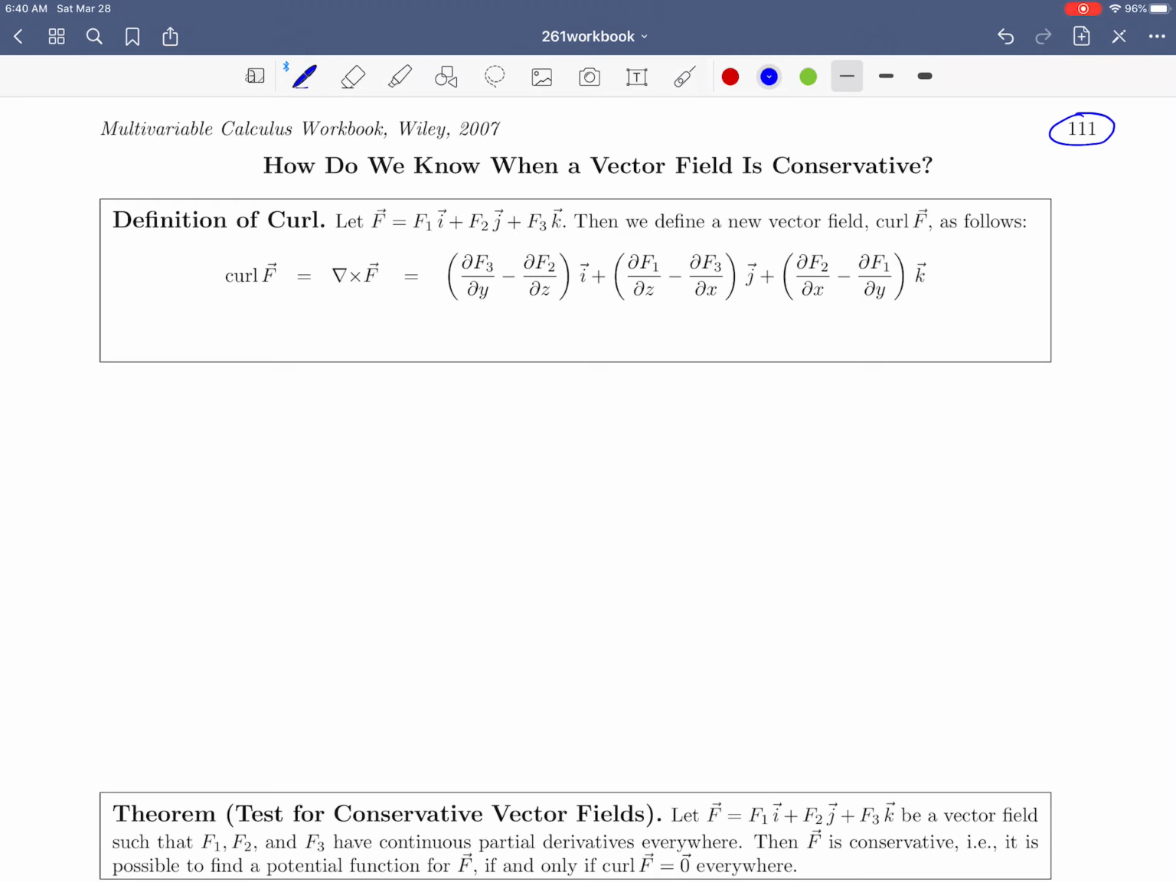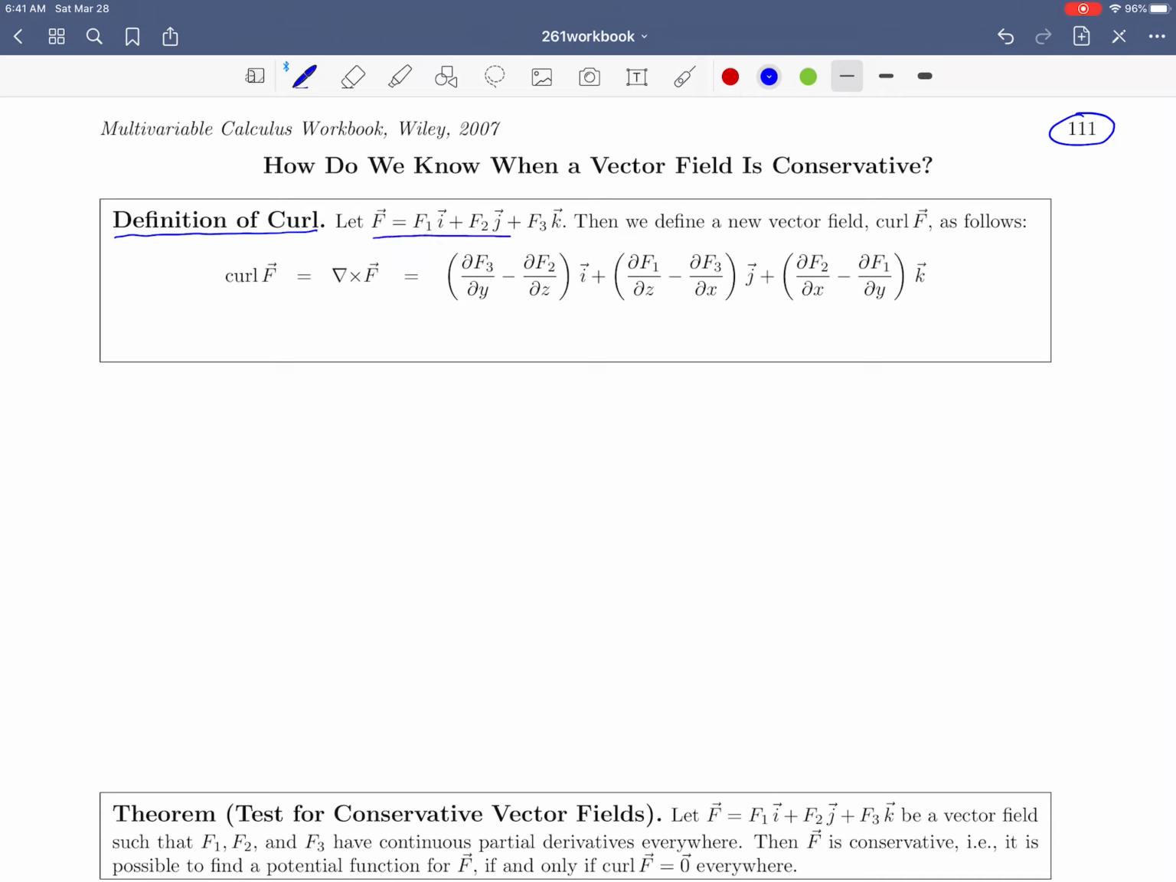Okay, welcome back. We are looking at page 111 in the workbook, and on this page we're going to try to answer the question of how do we know when a vector field is conservative? That's important because we talked about how the fundamental theorem of line integrals is a very nice tool for calculating line integrals, but it only works if we can find a potential function, and that only happens when our vector field is conservative.